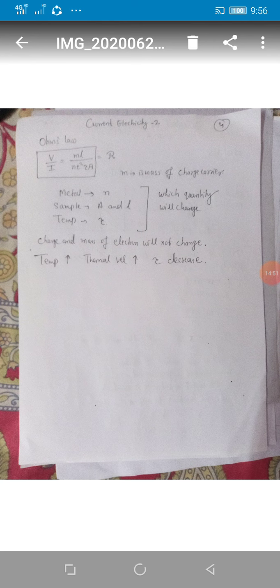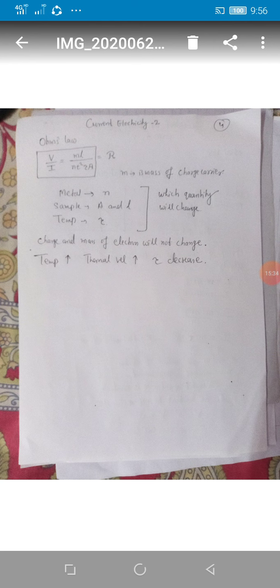So now if I take the ratio V by I, the formula which I am getting, see it is on the screen, is ml upon n e square tau A, where e square, tau is the relaxation time, and A is the area of cross section. And student, this ratio is known as resistance R. Resistance is the property of the material due to which there is a hindrance in the flow of charge carriers. Once again, student, I am signifying the importance, clarifying this formula.